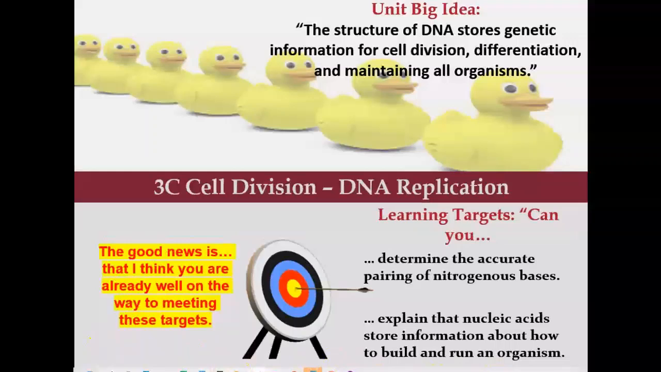So the two learning targets for this lesson are to determine the accurate pairing of nitrogenous bases, in other words, nitrogen bases like adenine and guanine and cytosine and thymine. I feel like you guys have that down from what we covered in class as an intro. We're going to review that briefly. And the second one is to explain that nucleic acids store information about how to build and run an organism. I think we're going to be spending a lot of our time on that because that is basically the first part of the central dogma of heredity.